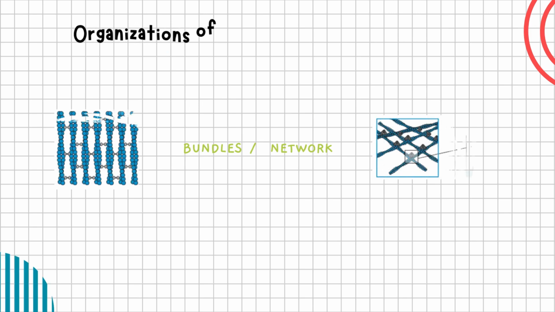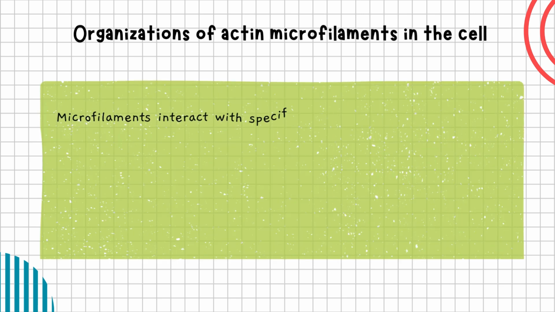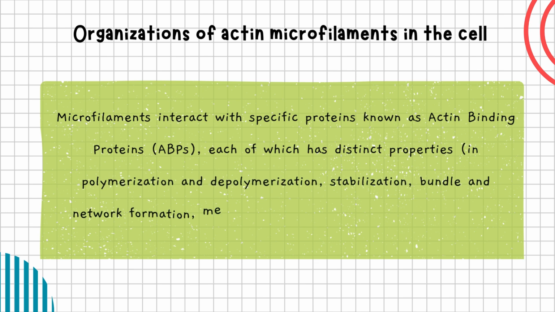Depending on their function, microfilaments are organized differently, either into bundles or into a network with gel-like properties. They interact with specific proteins called actin-binding proteins, ABPs, each possessing unique properties, in polymerization and depolymerization, stabilization, bundle and network formation, membrane attachment, fragmentation, etc.